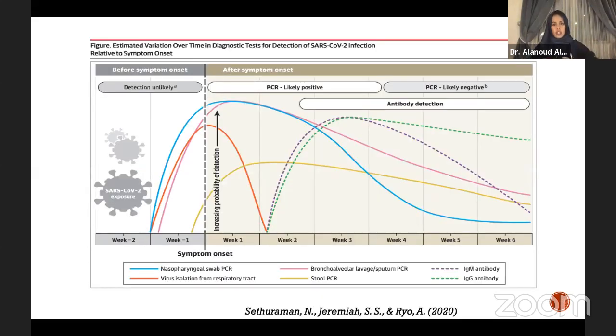Okay, in the context of COVID-19, this is a very important slide, and I believe this is the only study that has interpreted it correctly and nicely, or the only study that sheds light on the interpretation of COVID, and it was published in JAMA, I believe, on May 6th. So here they looked at the different tests used in the diagnosis of COVID-19.